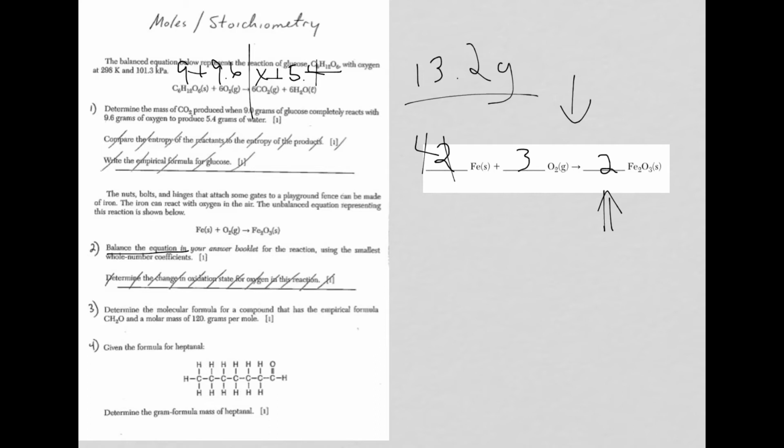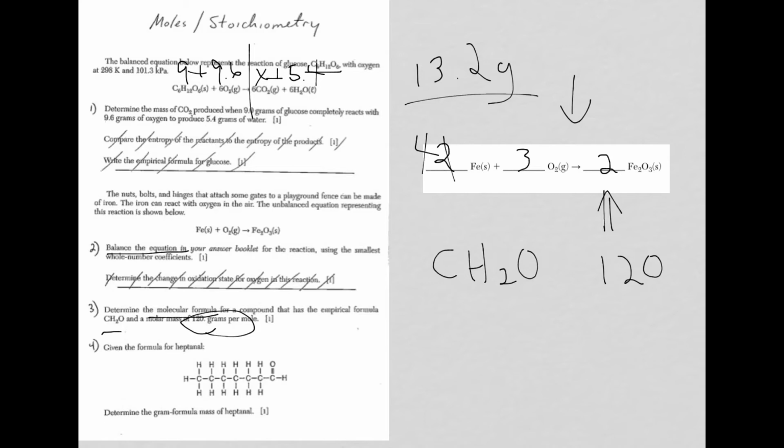Let's move on to number 3. You're asked to determine a molecular formula for a compound that has an empirical formula of CH2O and a molar mass of 120 grams per mole. Molar mass is your gram formula mass, so you need these 2 pieces of information to go from an empirical formula, which is your lowest whole number ratio, to the molecular formula that is the actual ratio, in this case of carbon, hydrogen, and oxygen. So I have C, H2, and O. And again, I have a gram formula mass, also known as a molar mass of 120.